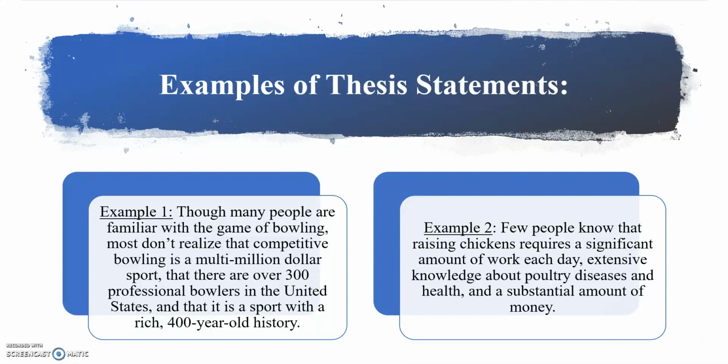Though many people are familiar with the game of bowling, most don't realize that competitive bowling is a multi-million-dollar sport, that there are over 300 professional bowlers in the United States, and that it is a sport with a rich 400-year-old history. So this person is, of course, stating their subject, bowling, and then they're listing, in this case, 3 things that most people don't realize about bowling. First, that it's a multi-million-dollar sport. Second, that there's over 300 professional bowlers in the United States. And third, that it's a sport with a rich 400-year-old history.